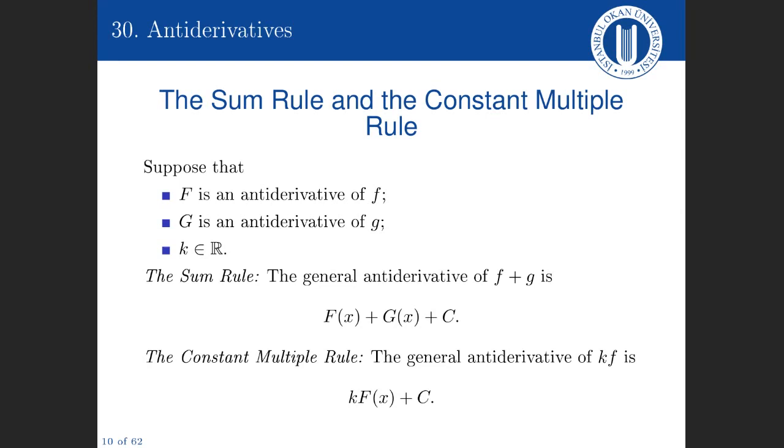We have the sum rule and the constant multiple rule for antiderivatives, just as we have them for derivatives. Suppose that capital F is an antiderivative of small f, suppose that capital G is an antiderivative of small g, and suppose that k is a number. How can we find the general antiderivative of f plus g? It's going to be capital F plus capital G, and then always plus a constant. Likewise, how can we find the general antiderivative of the number k multiplied by small f? It's just going to be the number k multiplied by capital F, and then always plus c.